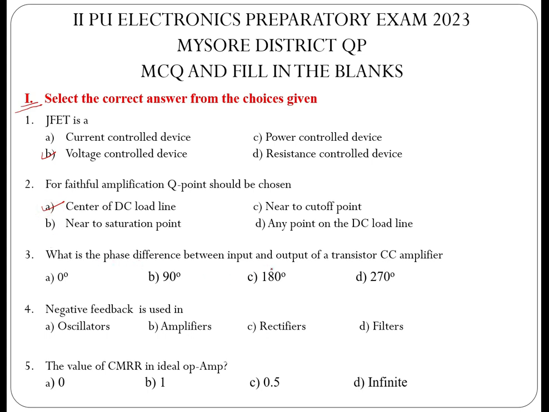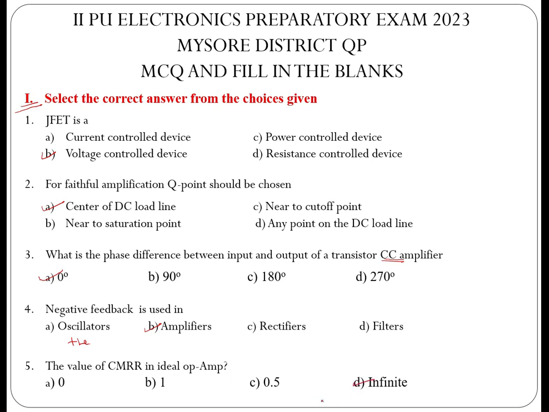What is the phase difference between input and output of a CC? Have you observed here? In 2 papers it was asked CB, now it is asking CC. But again CB, CC phase shift is 0 degree. Negative feedback is used in amplifiers. For oscillators, we use positive feedback. Rectifiers and filters are of different concepts. The value of CMRR in an ideal op-amp is infinite.